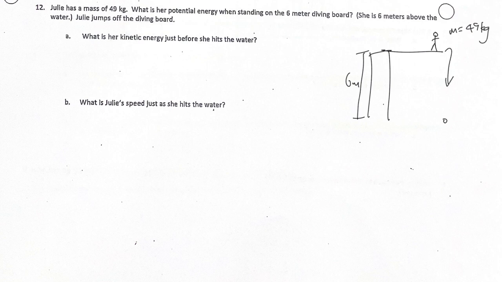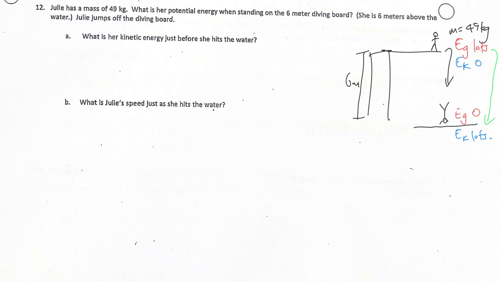What you should realize is that at the point of diving she'll have lots of gravitational potential energy but no kinetic energy. But at the bottom, just about to land in the water, she has no gravitational potential energy but lots of kinetic energy. So we're going to convert all of that gravitational potential energy into kinetic energy. That's how we're going to solve this problem.